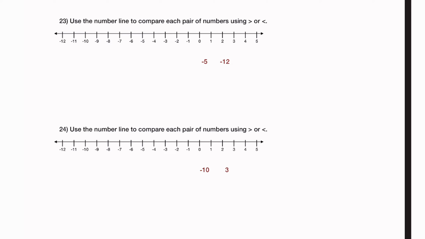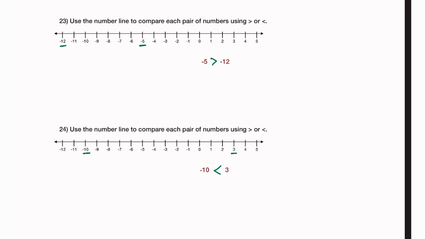Question 23. We have minus 5 and minus 12. So minus 5 is here and minus 12 is here. So we know which one is greater, right? So minus 5 is greater than minus 12. Next, we have minus 10 and 3. Minus 10 is here and 3 is here. So, of course, minus 10 is less than 3, or 3 is greater than minus 10. A negative number will always be less than a positive number, right?